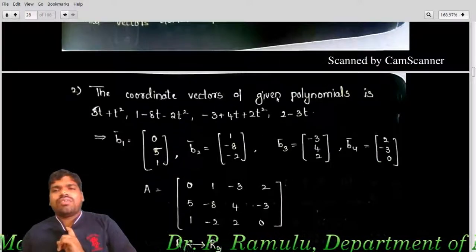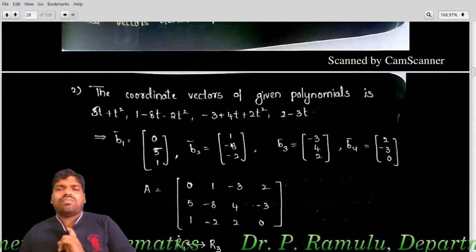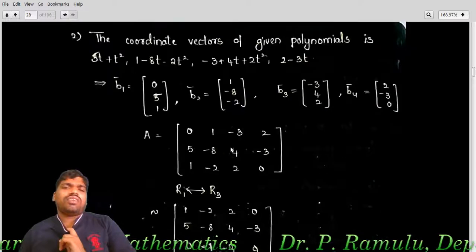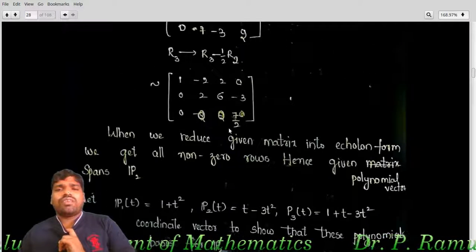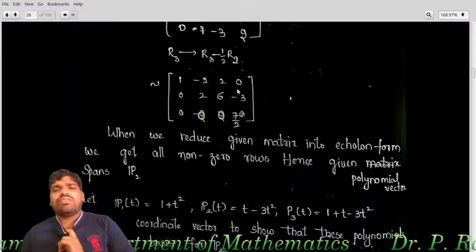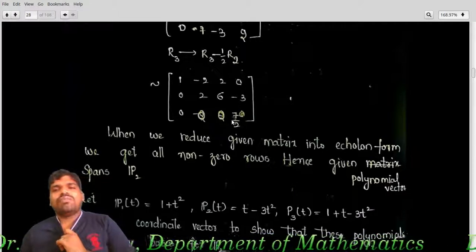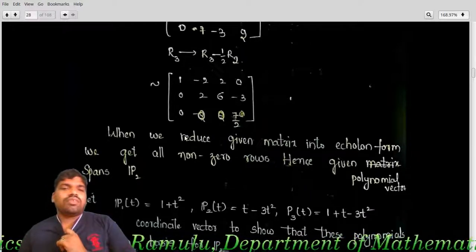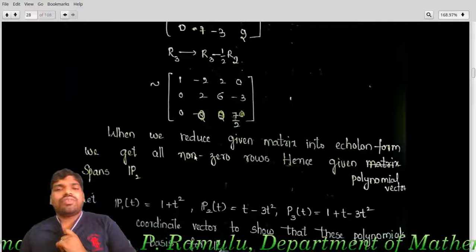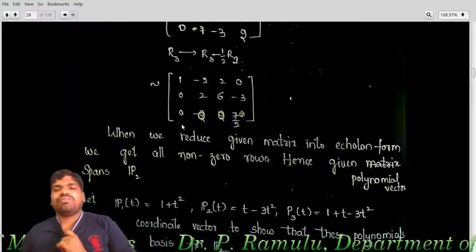The coordinate vectors of the given polynomials are the same as this. So you can take these matrices and write them into a matrix. Reduce this matrix to echelon form. When we reduce the given matrix to echelon form, here see, echelon form here 7/2. When the given matrix is reduced to echelon form, we get all non-zero rows. Hence, the given polynomials span R2.